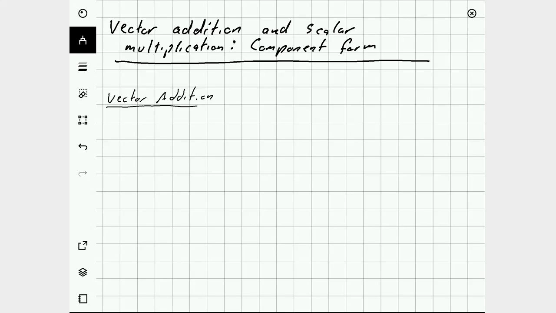In order to perform vector addition, we need two vectors. Let's call them u, which will have components of ux and uy, and v, which has components of vx and vy. All right, so the x and y components of u and v are sensibly named with subscripts on the letters u and v.